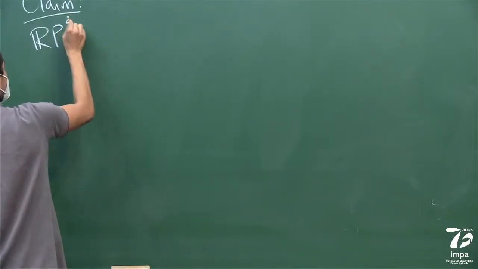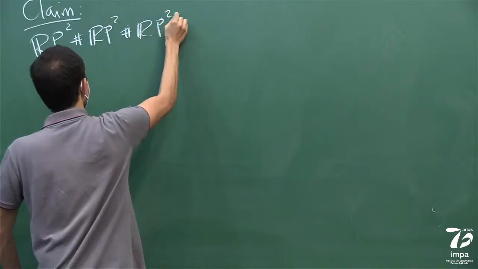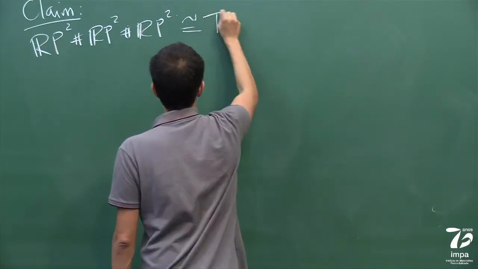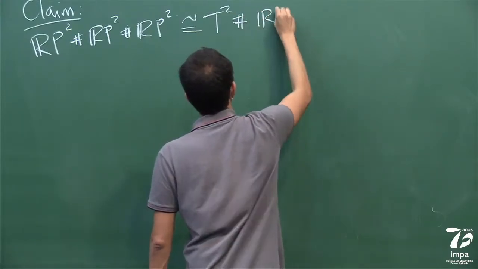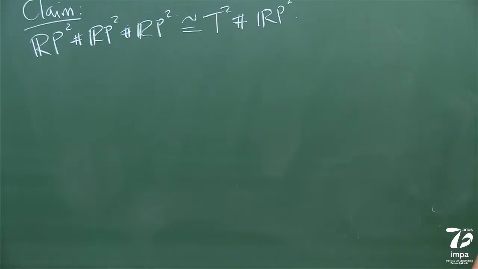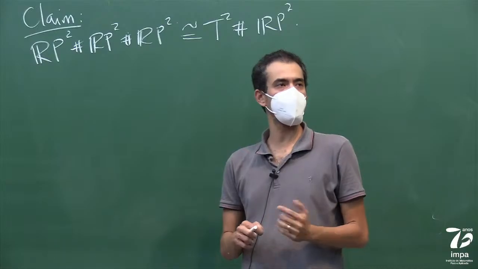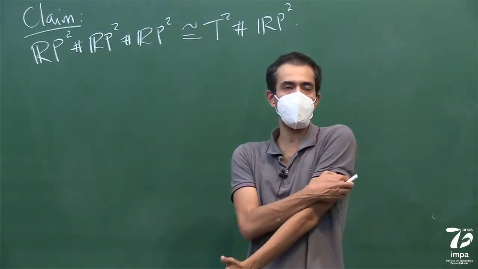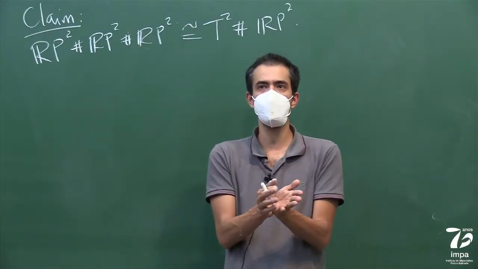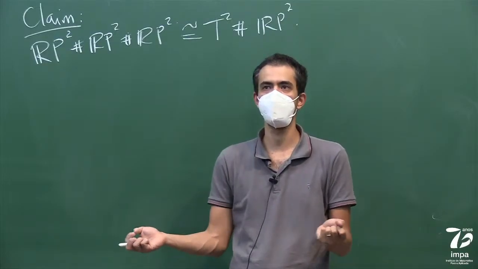if you do an RP2 plus an RP2 plus an RP2, this is diffeomorphic to a T2 connected sum with an RP2. And actually the first part that I wrote down, which is that 2 RP2s is a Klein bottle, is pretty much trivial. So there's really nothing to prove. Every time you have 2 RP2s, you can substitute that by a Klein bottle. That's just saying that when you glue 2 RP2s along the boundary, you have a Klein bottle.